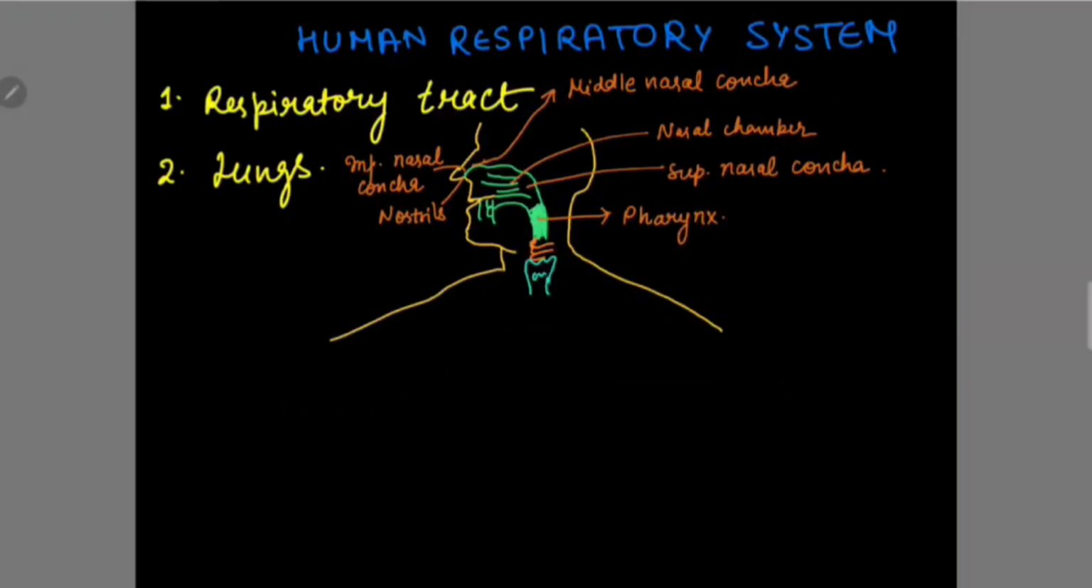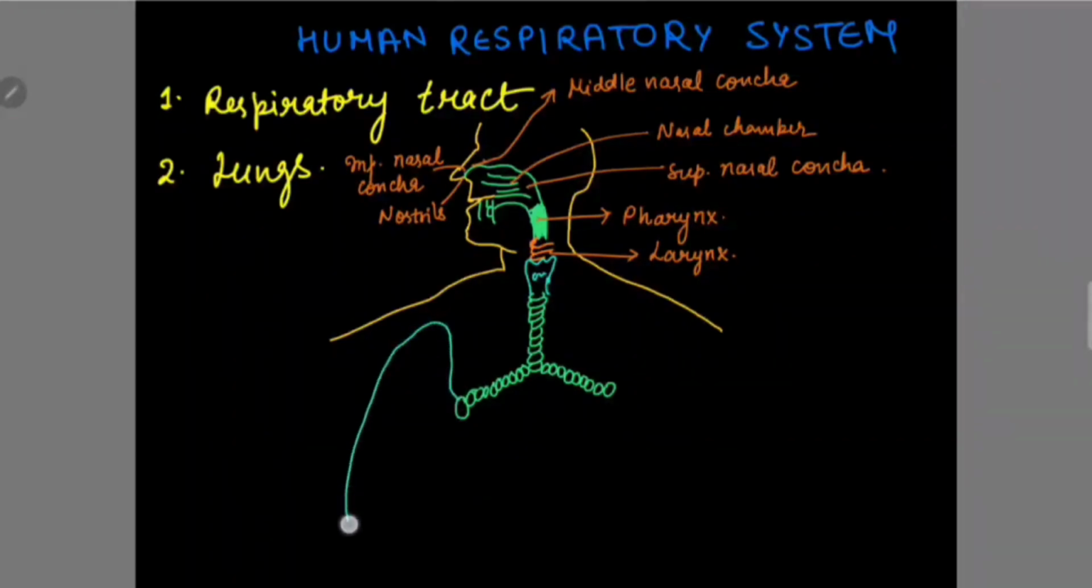Pharynx acts as a common passage for food and air. Then it leads to larynx, which is also known as voice box. Then it leads to trachea, which is a 10 to 12 centimeter long straight tube extending up to mid-thoracic cavity. In complete length of trachea, 16 to 20 C-shaped rings are present, which prevent trachea from collapsing. Trachea rings are incomplete on the dorsal surface of trachea.